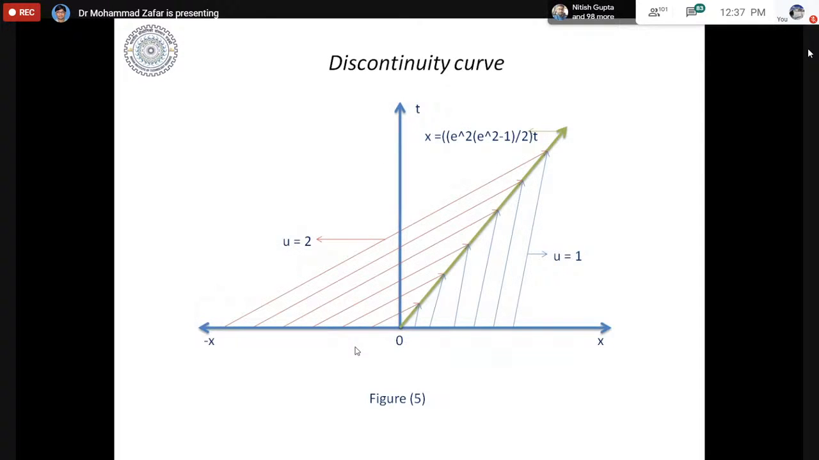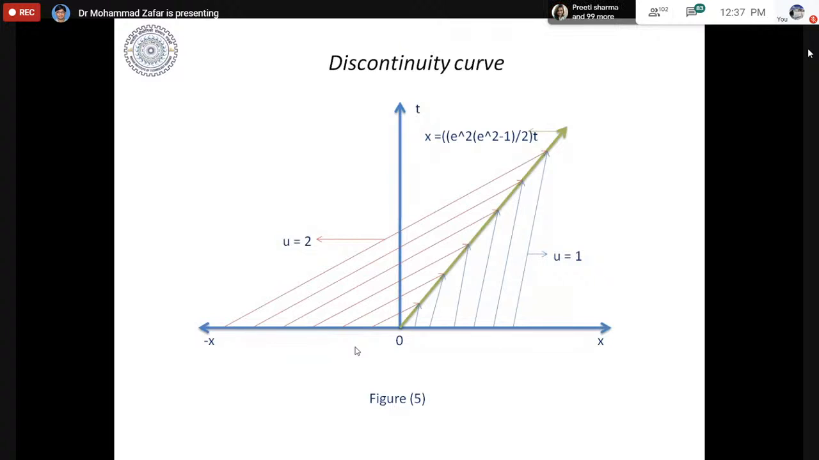And finally, we write the shock discontinuity curve as this one, the green color curve, you see. The green color curve is just what we have shown in the last slide, x is equal to e square into (e square minus 1) upon 2 times t, which is the shock curve. We have shown that the RH condition is satisfied, and also the entropy condition is satisfied.